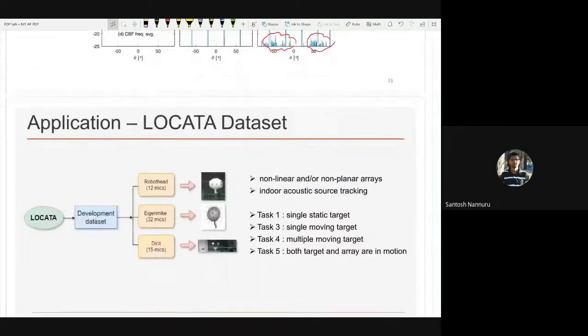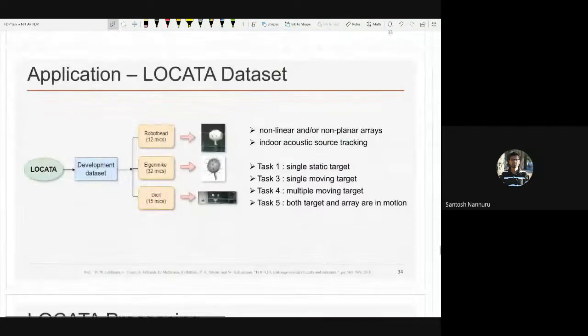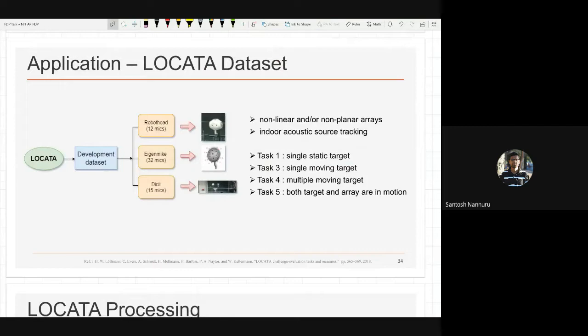So some more applications. So this was multi-frequency SBL. So here are a couple more applications or examples of DOA estimation. So there's an open source data set called the LOCATA dataset. So localization and tracking. So I don't know if anyone has heard of this data set, or is anyone working on this?